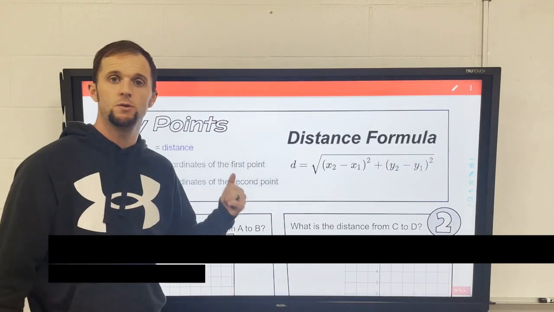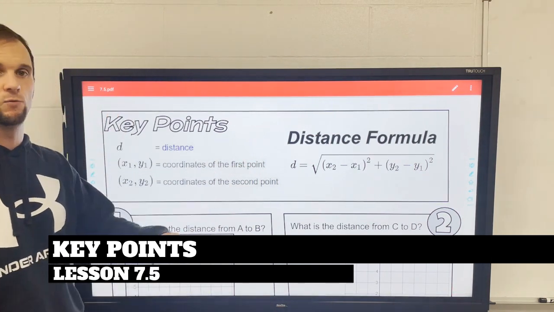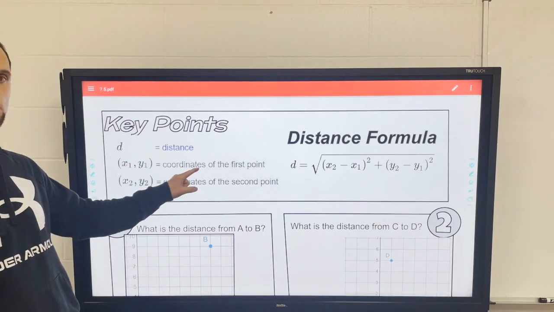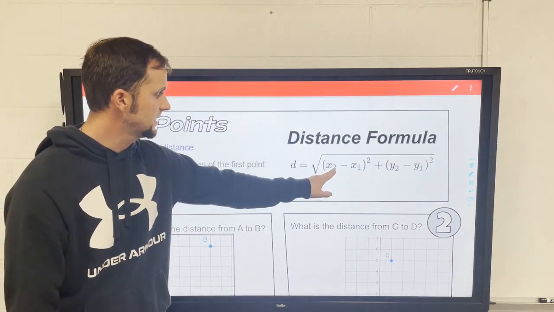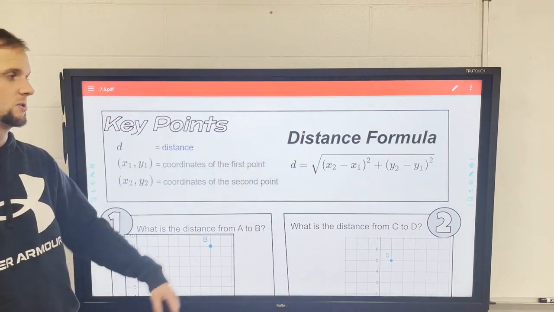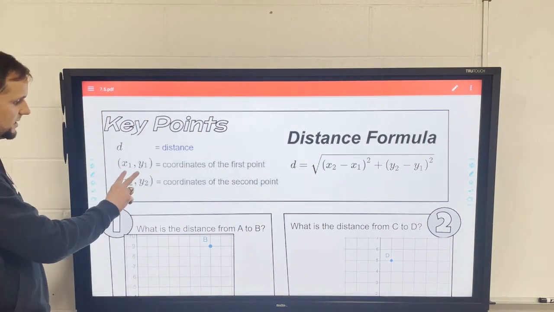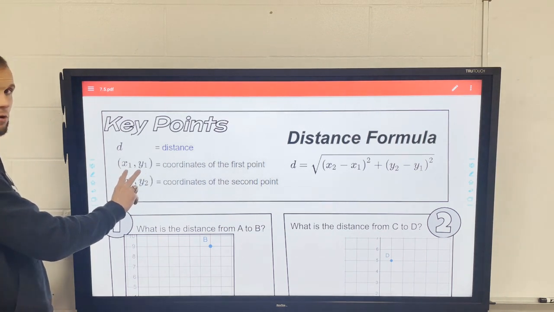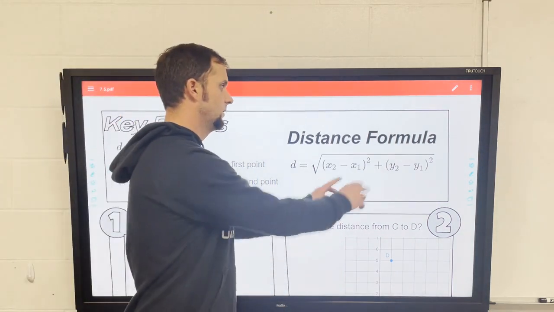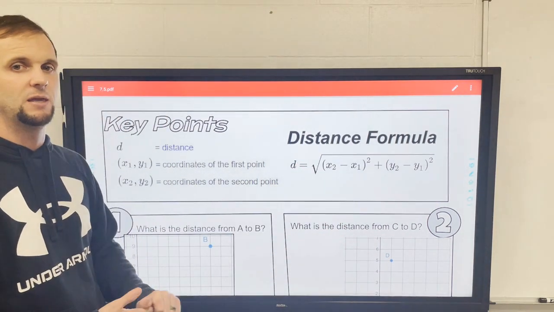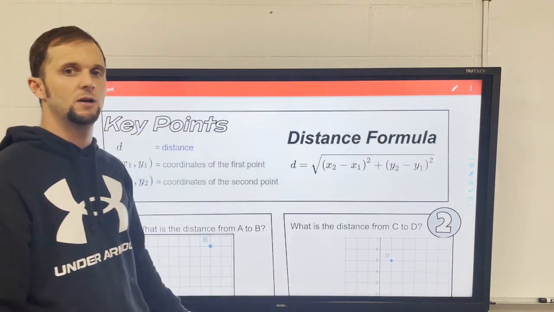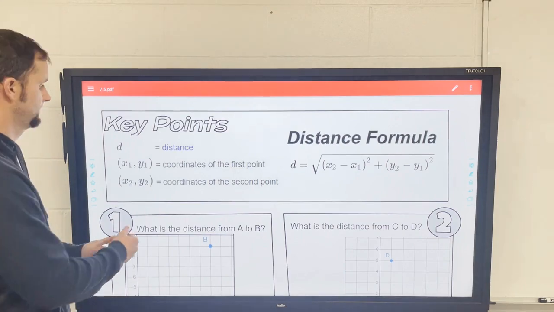The first thing I want to show you is the actual distance formula. The distance formula is d, which stands for distance, equals the square root of x2 minus x1 squared plus y2 minus y1 squared. x1 and y1 are my first coordinates, and x2 and y2 are my second coordinates. You would just plug those in and solve for your value. So we're going to take our distance formula and our examples, and I'm going to show you how to do this.